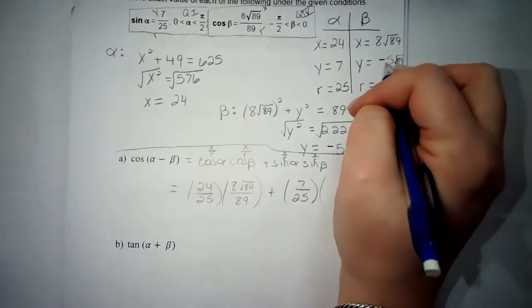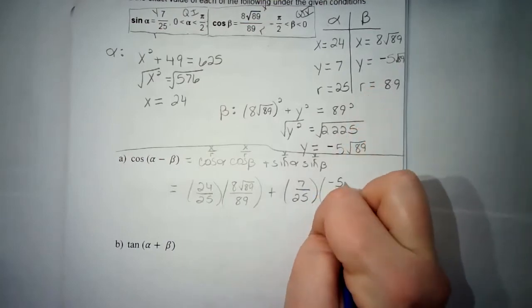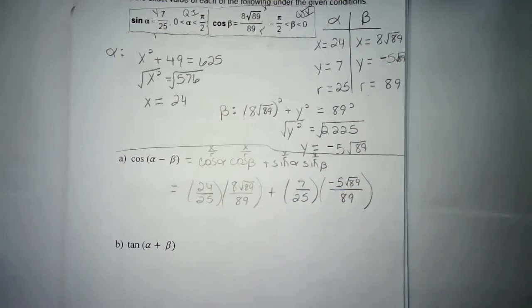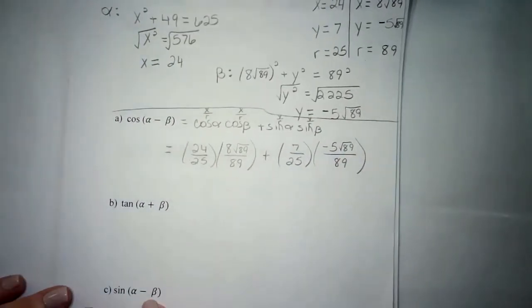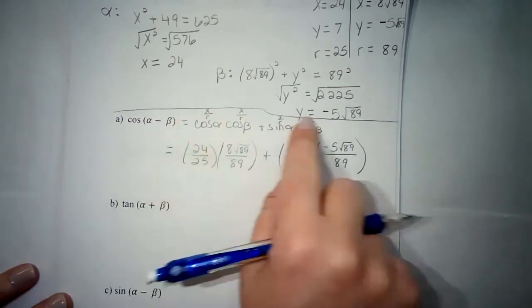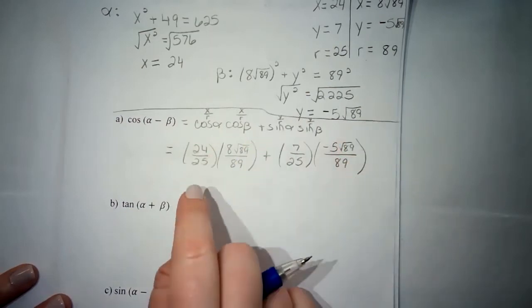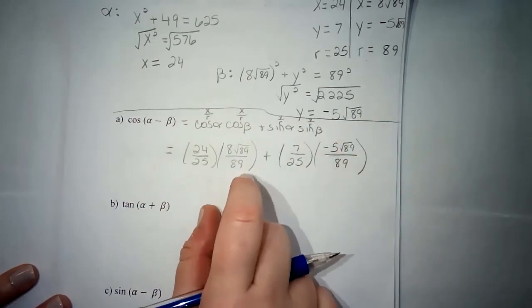Sine beta, I'm going to do y over r from the beta column. And there we go. Okay. Is everybody all right with that? How we came up with that? So we made the little chart. We used Pythagorean. We got all the x, y, r's. And now we just plugged them back in based on the definition of sine and cosine. Okay. Now we have to clean it up. Okay. Everybody good so far?